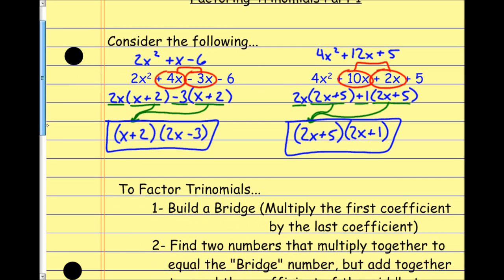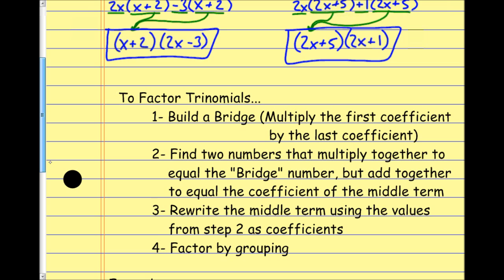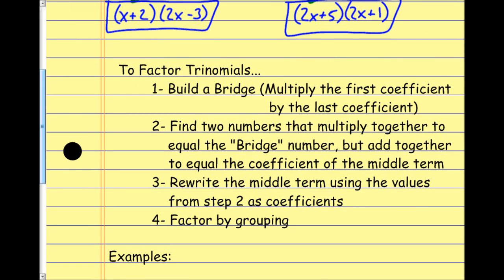And here's the approach that we're going to take. All right, so to factor a trinomial, really most of this process is going to be coming up with those 2 values, those 2 numbers that we're going to split the middle term into so we can do factoring by grouping. All right? That's what these first 3 steps are about. So the first thing we do is build a bridge. And that's not an official term.